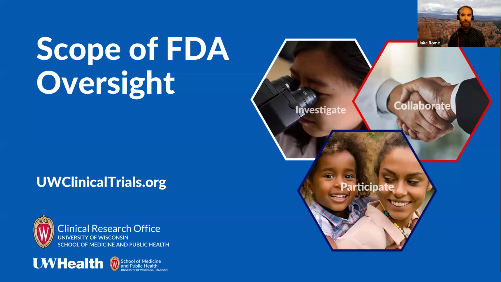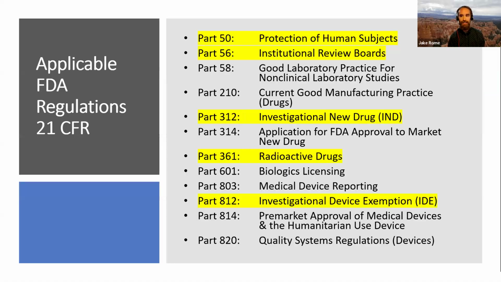So in terms of scope of FDA oversight, I want to start out by saying the FDA regulates a lot of things: foods, drugs, devices, supplements, animal products, and they do it in a lot of different ways in research and manufacturing, marketing, post-approval. So the focus of this presentation is really on the regulations that apply to the use of drugs and devices in research. So I've highlighted those. This is sort of a selection of 21 CFR requirements.